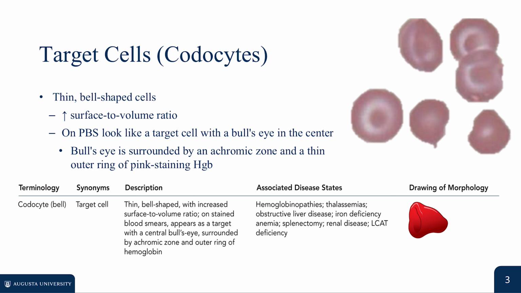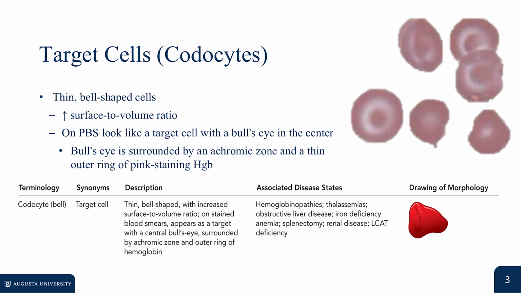Next, we have target cells, which are also termed codocytes. In physiological circulation, these cells are thin and bell-shaped. However, on a stained Wright's blood smear, they present a characteristic target or bullseye appearance. You will observe a central pink-staining hemoglobin button surrounded by a clear achromic zone bounded by an outer ring of pink hemoglobin. This distinct morphological pattern results from an increased surface area to volume ratio within the red cell.